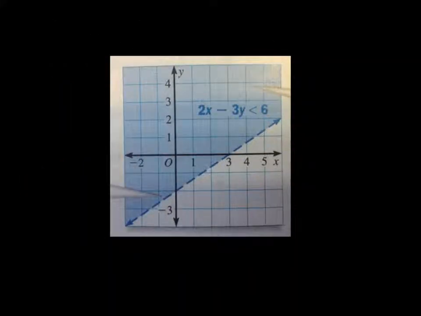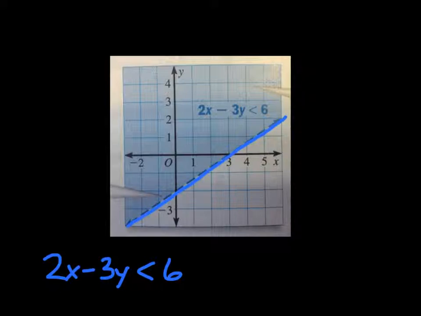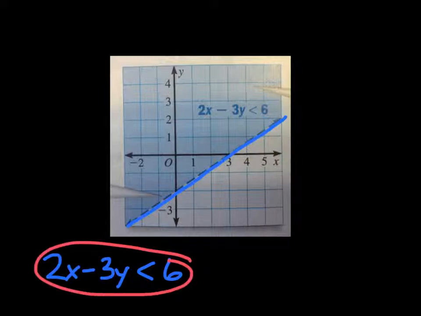The graph of a linear inequality in two variables is the set of points in a coordinate plane that represent all the inequality's solutions. All the solutions of 2x minus 3y is less than 6 lie on one side of the boundary line. This is our boundary line here. Okay? The boundary line divides the plane into two half planes. The shaded half plane is the graph of 2x minus 3y is less than 6. So everything in this area is a solution. Everything in this area is not.